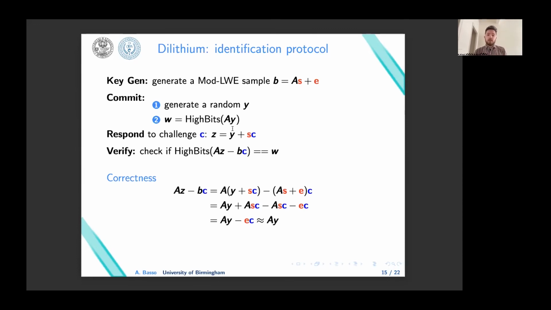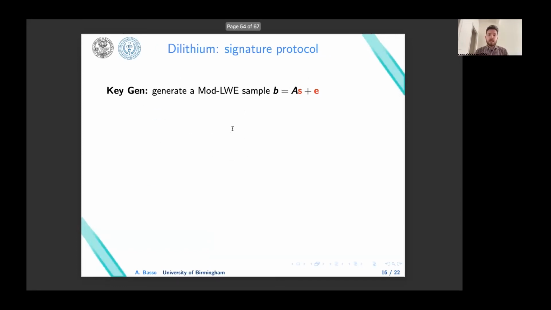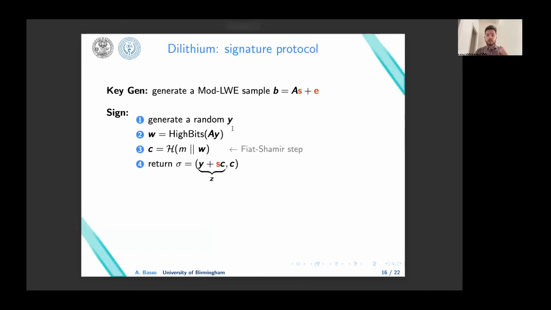Now that we have the identification protocol, we can transform this into a signature protocol. Key generation is again the same. We generate a model LWE sample. Then to sign, we generate a random vector Y. We generate the vector W, again, as in the commitment before. So we multiply A times Y and then look at the high bits.